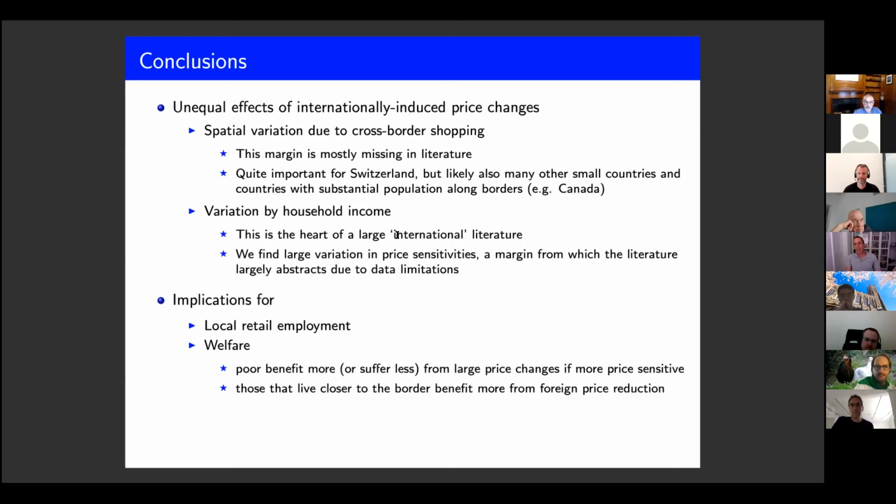Again, this is at the heart of a large international literature on non-homotheticities, and we find large variations in price sensitivities, which are hard to estimate given other available data sets. And we looked at the implications for local retail employment and for welfare, and basically the bottom line is that the poor benefit more or suffer less from large price changes if they're more price sensitive. And those that live closer to the border benefit more from foreign price reductions. And I'll stop my presentation here.